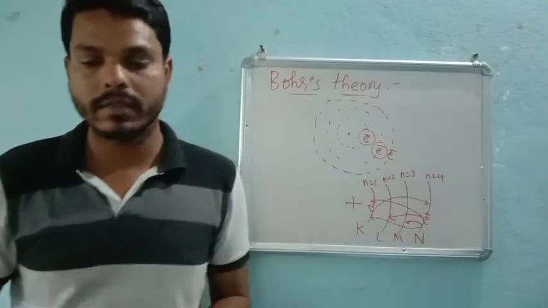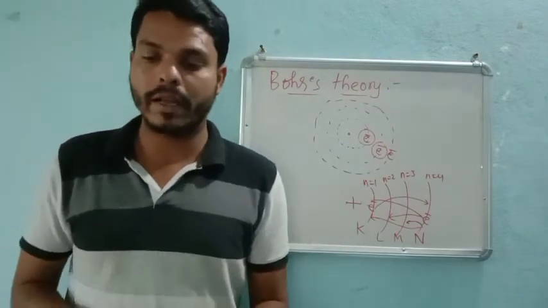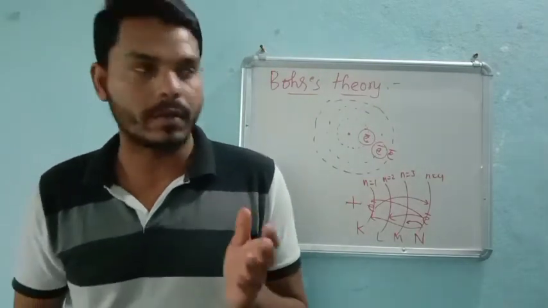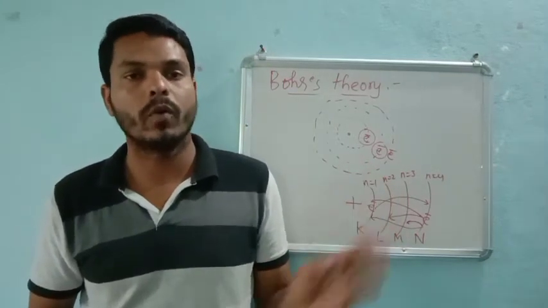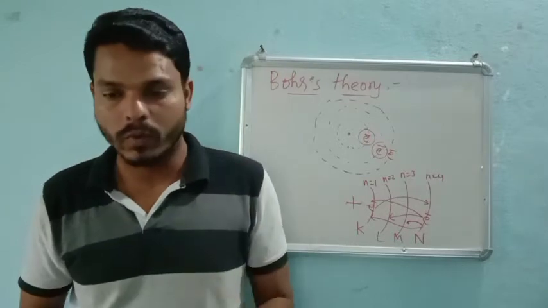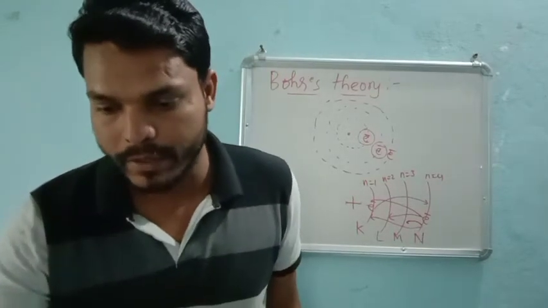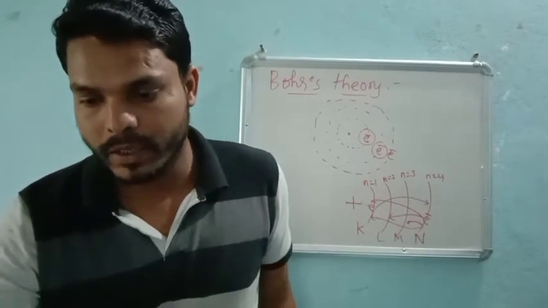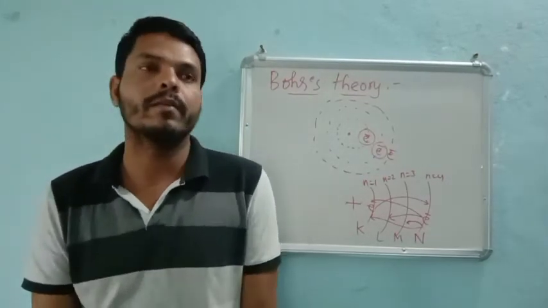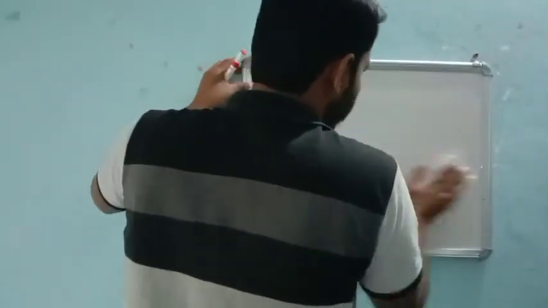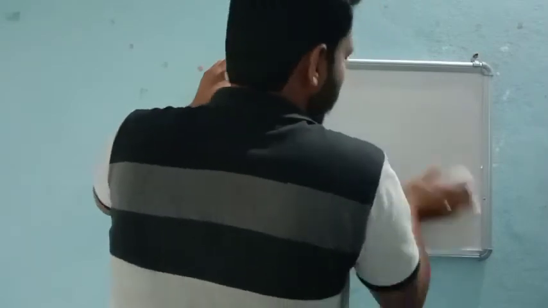So this is the general explanation of Bohr's theory. Don't forget it, so try to remember all these points, right? Next is the line spectrum of hydrogen, which is also very important for 2 marks. These three, four concepts are very important for your main examinations, right?